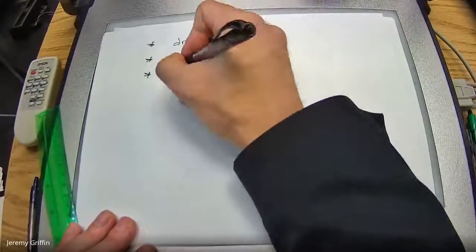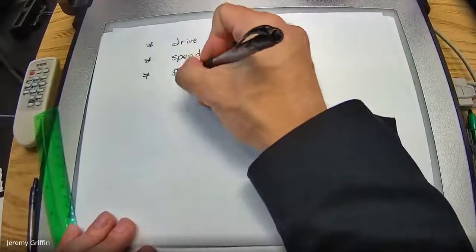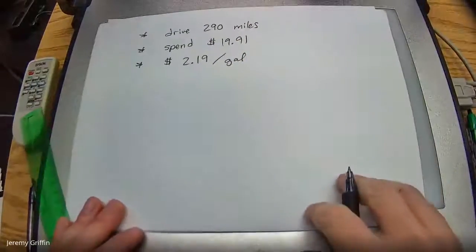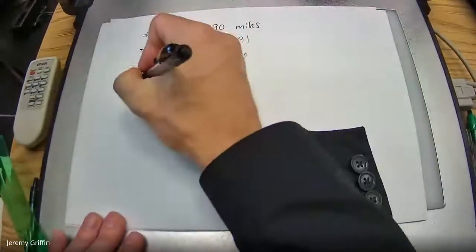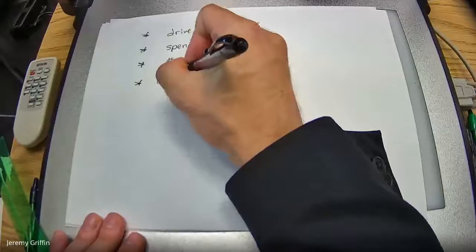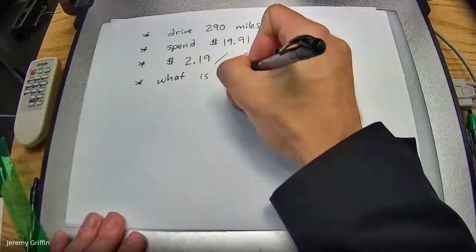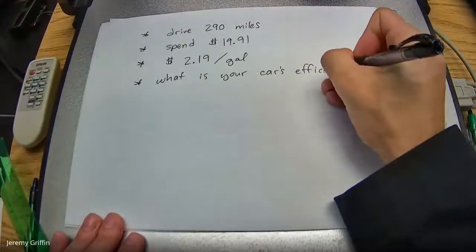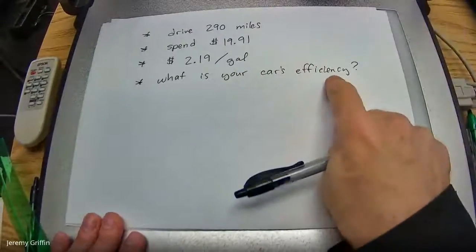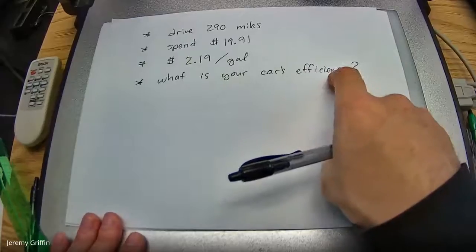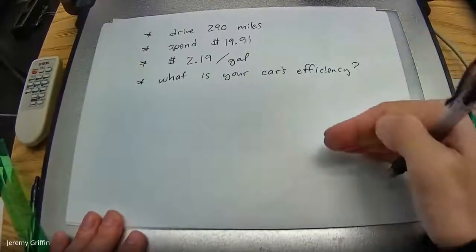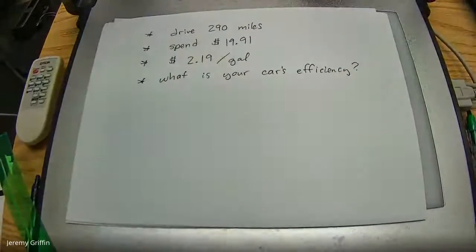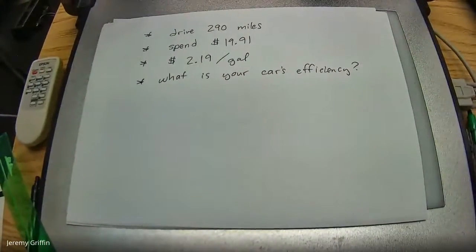And gasoline, my numbers are definitely dated here, is $2.19 per gallon. Yeah, from the good old days. The question I want to know is, what is your car's efficiency? When I say efficiency, what unit do you think I'm looking for? Miles per gallon. Can you rearrange these numbers to somehow produce miles per gallon?